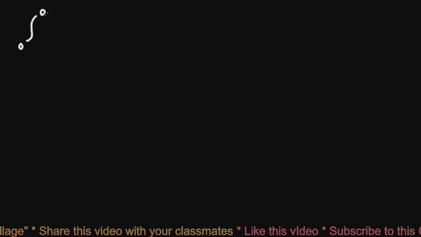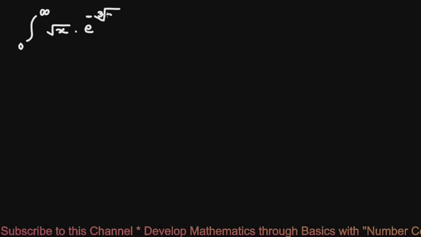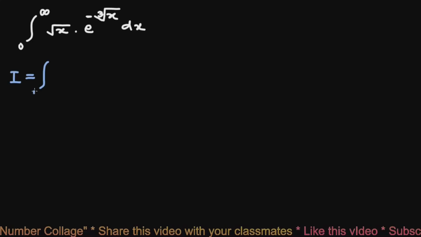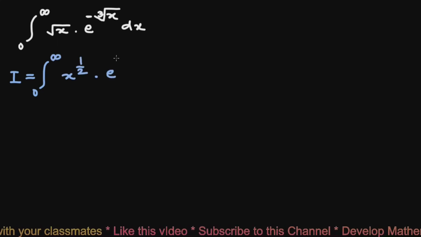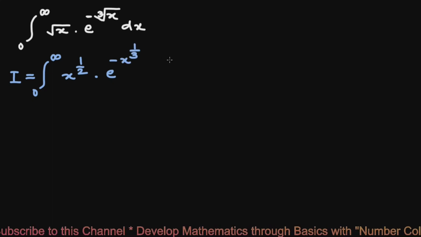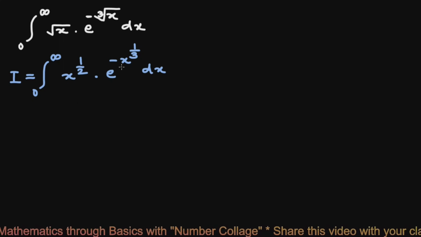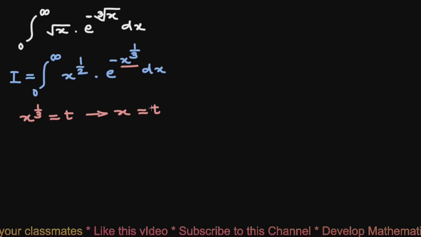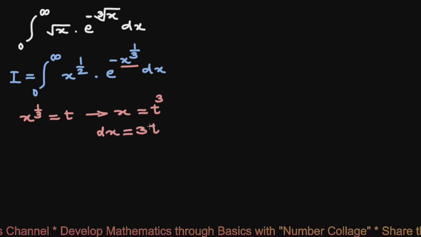Next integral is the integral from 0 to infinity of square root of x into e raised to minus cube root of x dx. First we will rewrite this integral as the integral from 0 to infinity of x raised to half into e raised to minus x raised to 1/3 dx. Now as usual we will substitute x raised to 1/3 equals t, so that x will be t cube. We will differentiate this: dx equals 3t square dt.